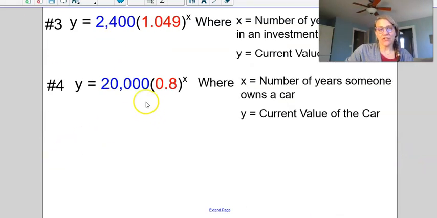In our last situation here, or our last equation, the situation is telling us that the car's value started at $20,000 and that every year it is decreasing by 20%. That's what that 0.8 is telling us. 80% is staying, so 20% is going away.